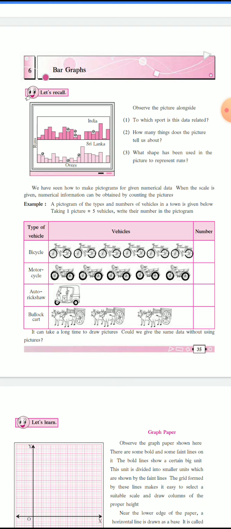See, bar graph is a new concept in your 6th standard. Before this, you have done pictogram. That pictogram is nothing but counting the number of things and writing it down in numbers, right? With the help of pictures. Now, in bar graph, we have to draw the given data on graph paper.